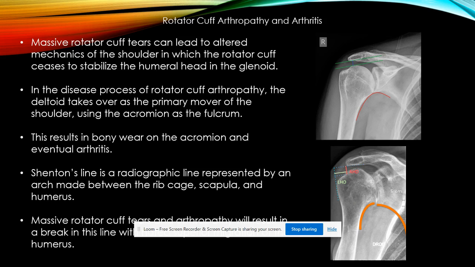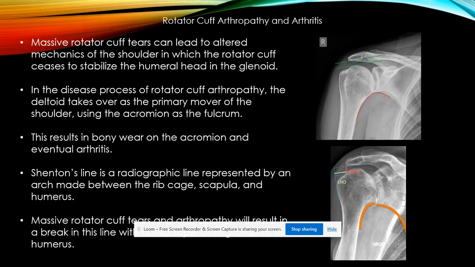So here's what happens, right? As the rotator cuff itself tears and retracts, the humeral head actually begins to migrate superiorly. Okay. And you can see, and we'll talk about this more in a second, here's Shenton's line, a nice, beautiful, continuous arch, right, from the medial humeral shaft all the way through the scapula down to the rib cage. And what you can see is here we have a nice continuous line, right? However, in the presence of a massive tear, Shenton's line has been disrupted, and you can actually see the superior migration of the humeral head, right?